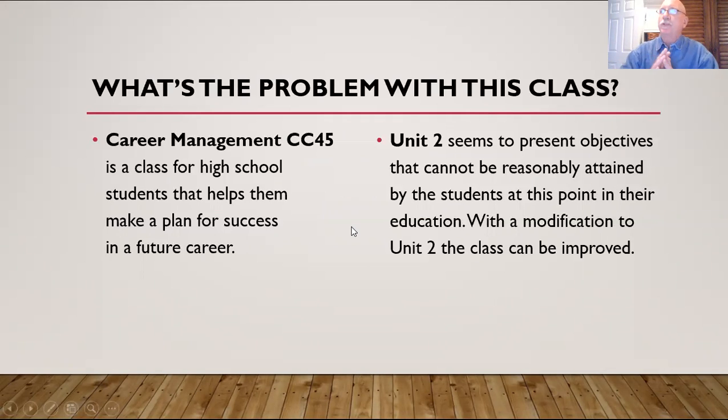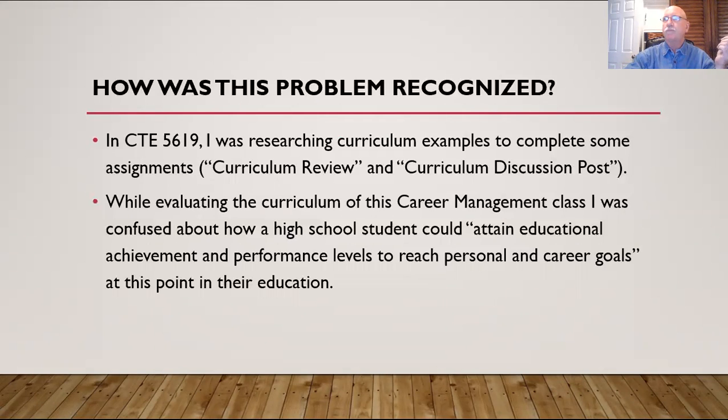So what's the problem with this class? Well, this particular class is for high school students, and it's to help them make a plan for success in their future career. But in Unit 2 of the class, it seems to present objectives that can't be reasonably attained by students at this point in their education. So I'm proposing a modification to Unit 2, which should improve the class.